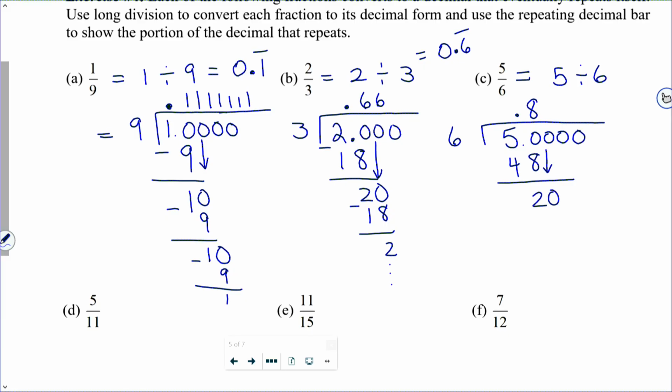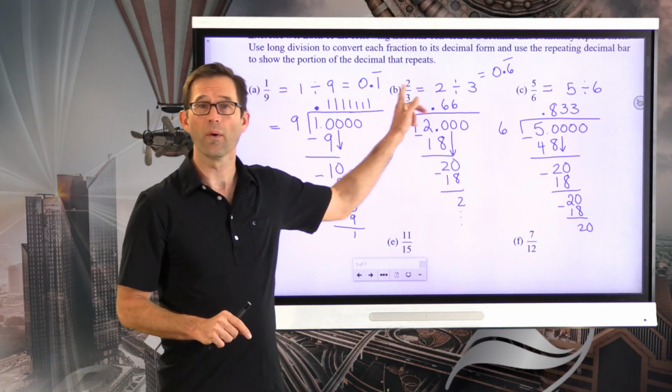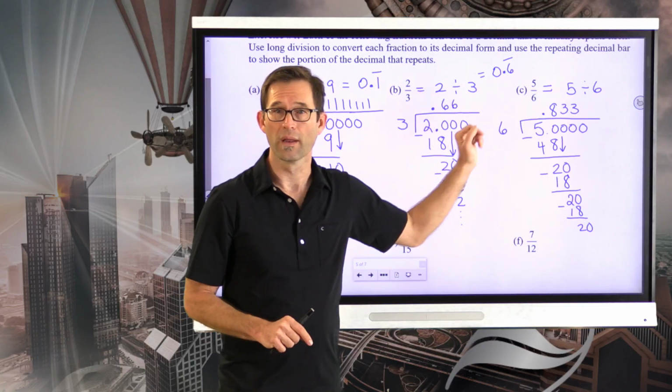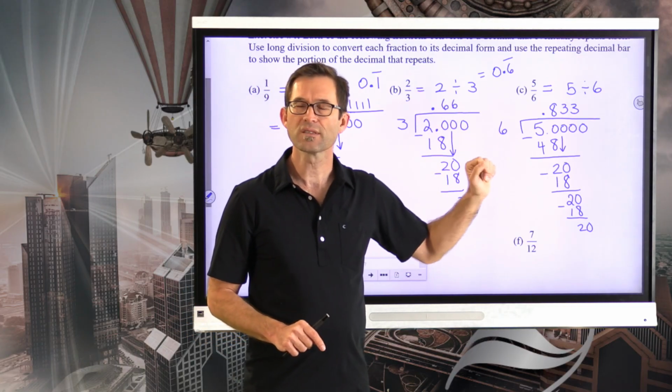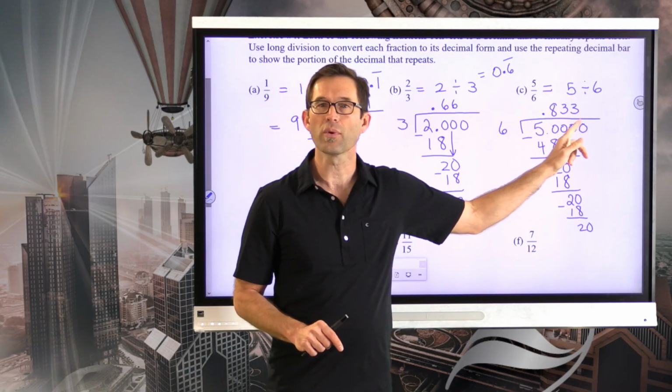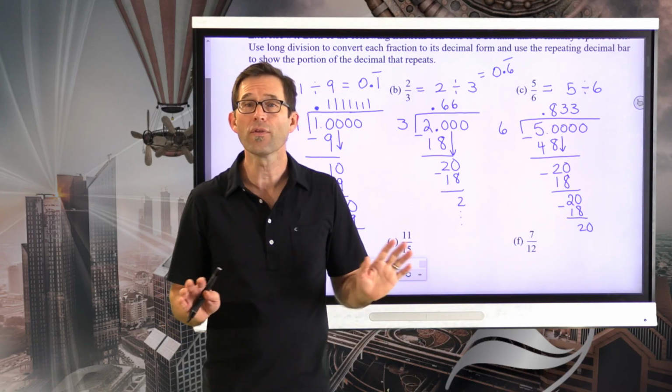How many times does 6 go into 20? That's a 3, that's going to be 18. Subtract. I'll get 2. Drop the 0. That's going to be 3. 18. Subtract, 2. Drop the 0, etc. Now, let's talk about this a little bit. 1/9 is 0.1 with the 1 repeating. 2/3 is 0.6 with the 6 repeating. 5/6, on the other hand, is 0.833333333. The 8 is not repeating, only the 3 is.